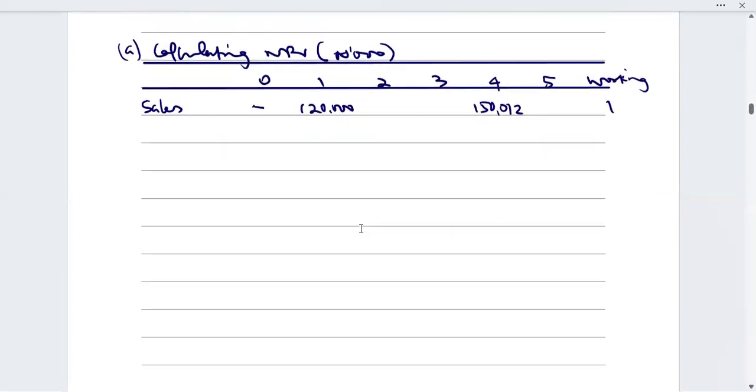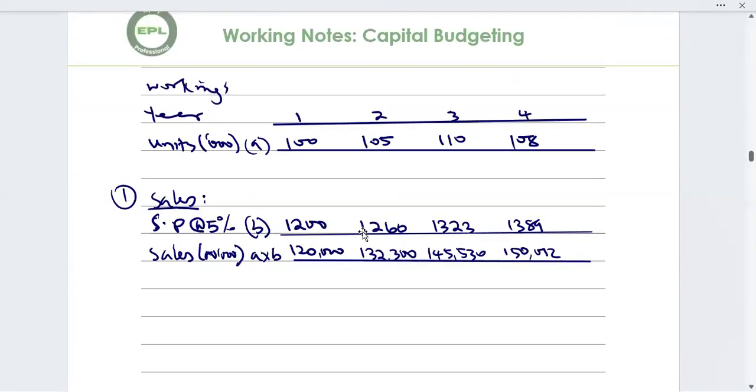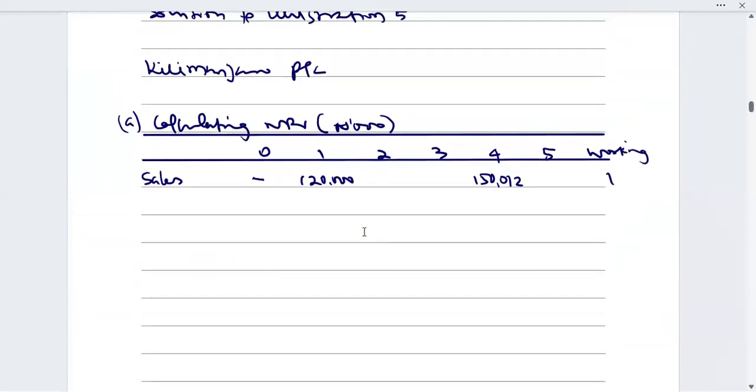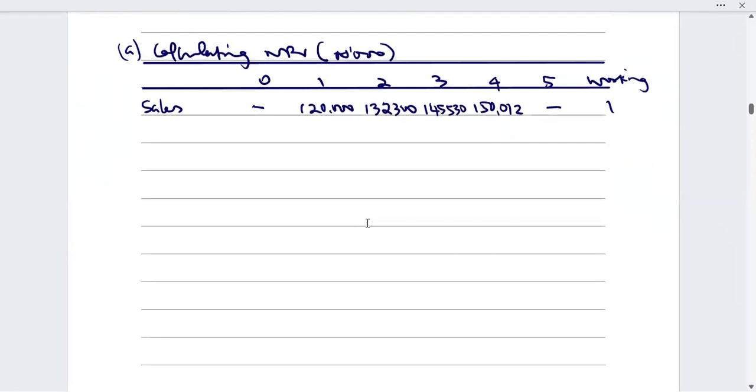Then year 2, sales value, 132,300. Year 3 is 145,530. Then year 4 is 150,012. Okay, so we also have variable costs.